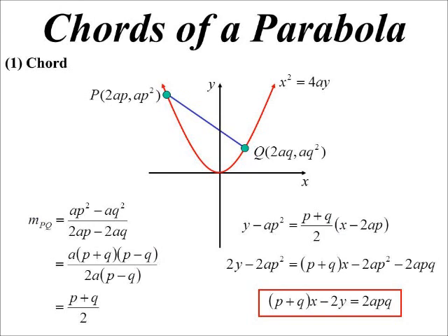Now, this always brings up the question, can you quote that, or do you have to derive that? Read the question carefully. Now, if it said, write down the equation of the chord, well, I can just quote it, I'm writing it down. If they say, find the equation of the chord, then they want you to work it out, because they're saying, go find it. Okay?